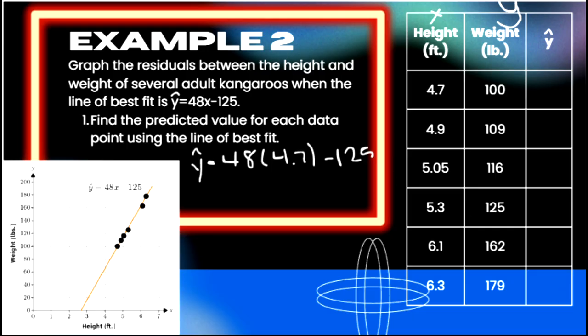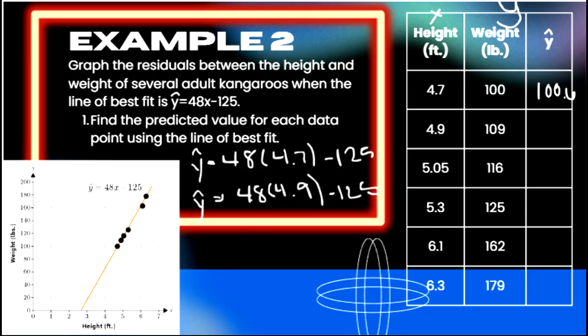Let's grab our calculator. We have 48 times 4.7, which gives us 225.6. Subtract 125 and it gives us 100.6. We'll do another one so that you can see how I'm doing this. Y hat is equal to our formula, 48 times x. Our next x is 4.9. I'm getting that from the table right here, minus 125.